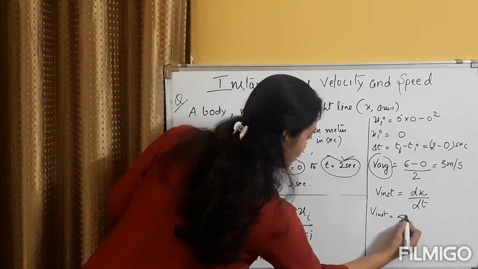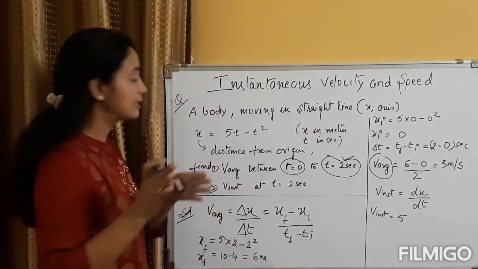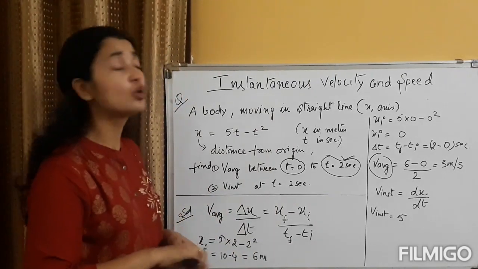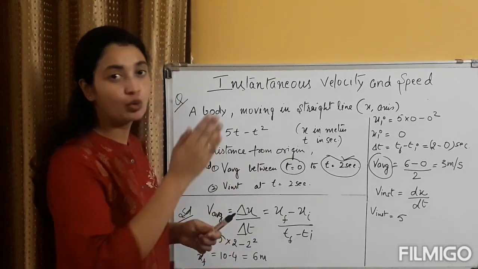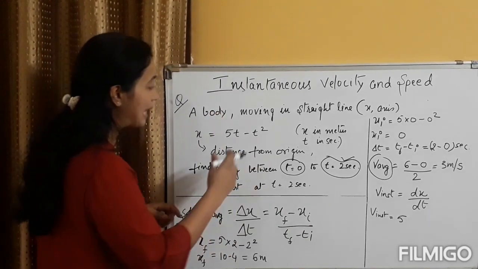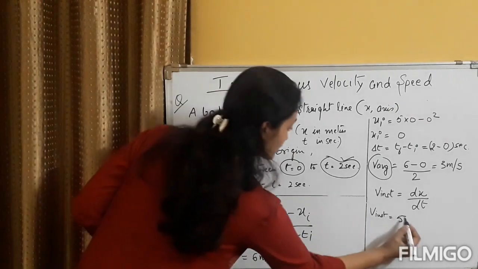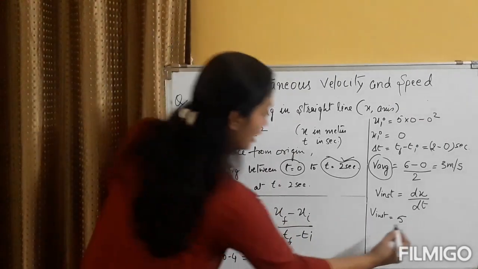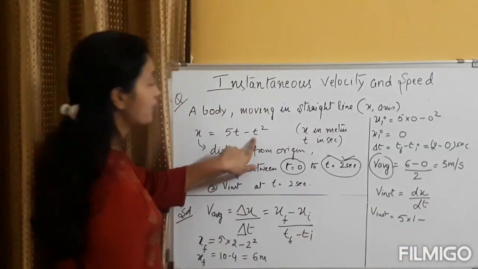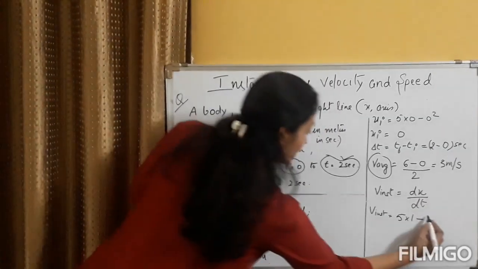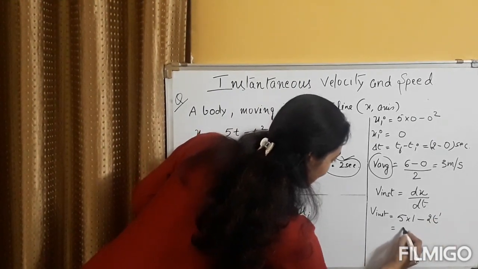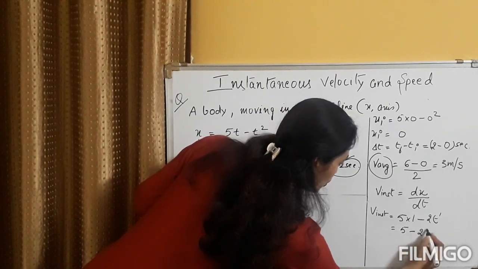When I differentiate, I get v instantaneous equal to 5t. 5 is a constant. We have already studied calculus, integral and differential, and we are applying the same concepts. If you want to revisit the topic, you can repeat the episodes taken on calculus. Differentiation of t, dt by dt, is 1, minus differentiation of t square, which gives 2t to the power 2 minus 1, that is 2t. So I am getting 5 minus 2t.